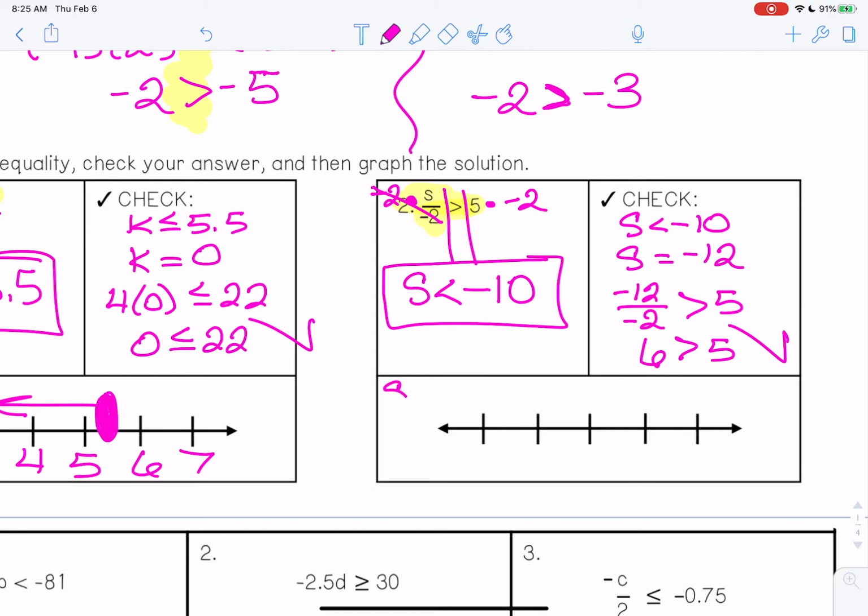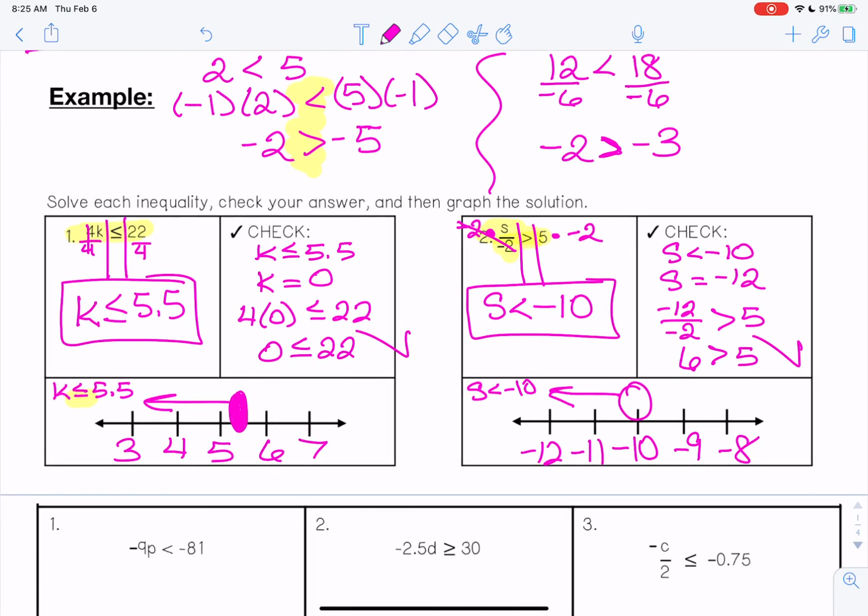Now we're ready to graph the solution. We have S is less than negative 10. So I'm going to choose 2 numbers that are bigger, 2 numbers that are smaller to graph this. I put the bubble on negative 10. It stays empty because there's no or equal sign attached to that symbol. It's just less than. And S is all the numbers smaller, so my arrow is going to go towards all the numbers smaller.